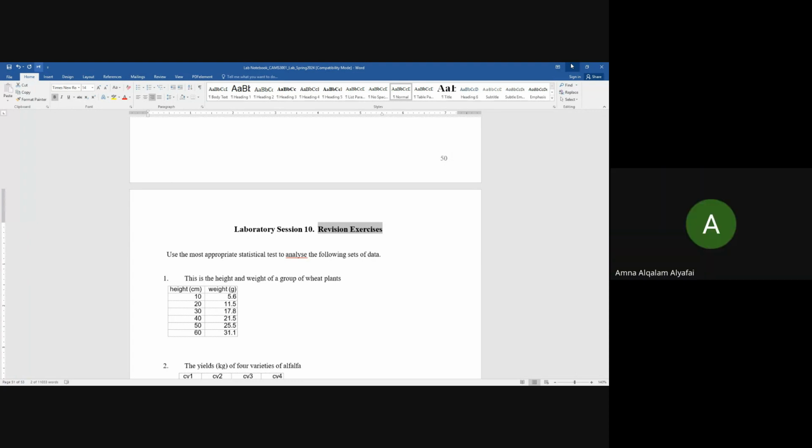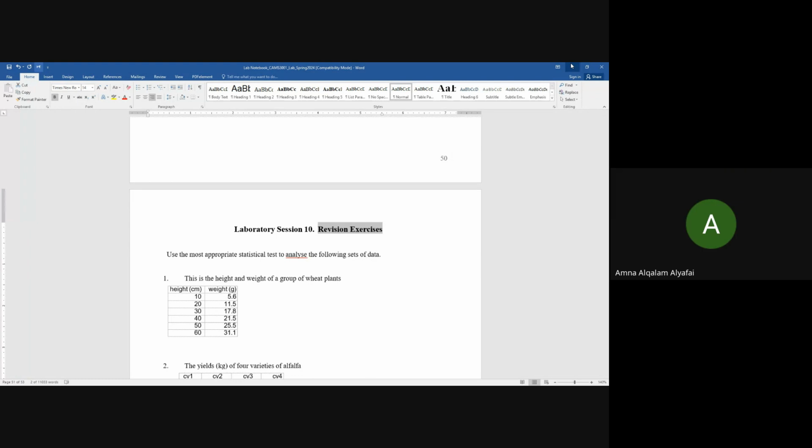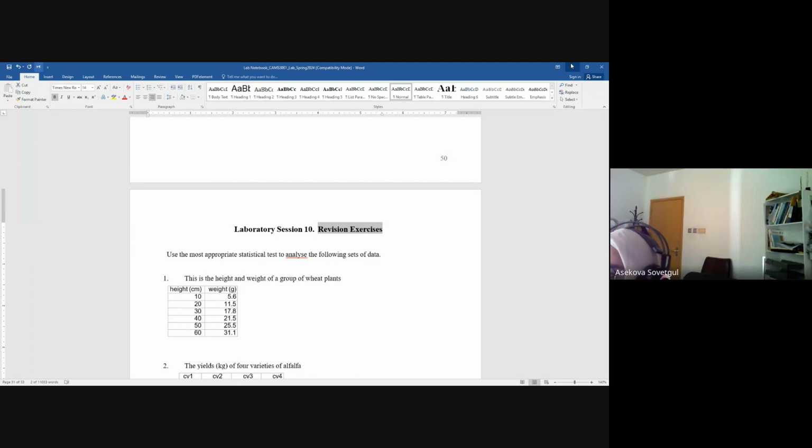Doctor, I have another question. Yes, please, Amna, go ahead. In the lab final practical, should we sort our data from the lowest to highest values, or is it not important? It depends. For descriptive statistics, if you are trying to find the mode or median, then you have to sort your data. But for the significance test, it doesn't really matter if you sort your data or not.